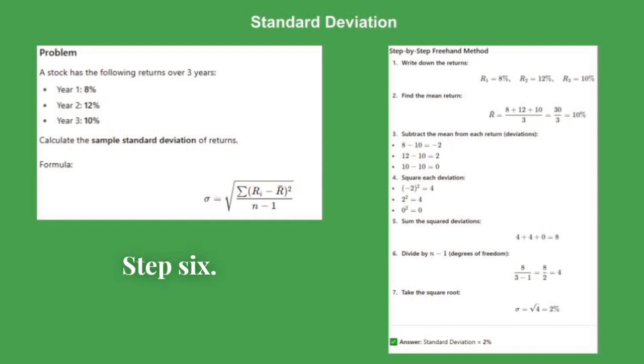Step 6, take the square root. The square root of 4 equals 2%. So the sample standard deviation of returns is 2%.